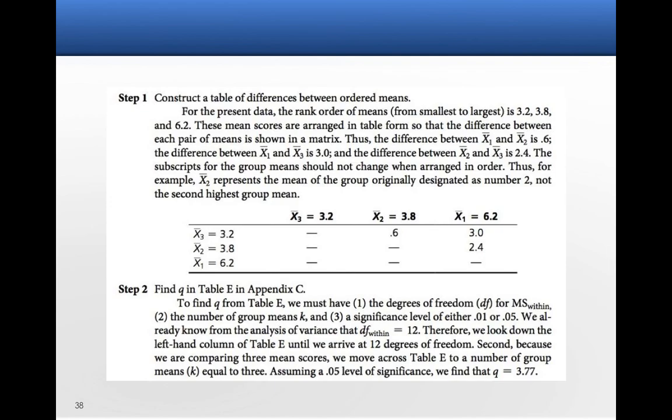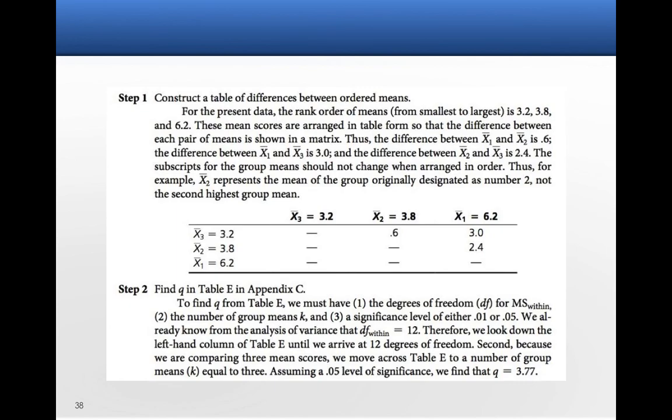Look at our first row, right? We're not going to compare 3.2 to 3.2 because that's the same mean. But the difference between the average for group 3 and group 2 is 0.6, and the difference between group 3 and group 1 is 3.0. And then we just need to do between group 2 and group 1 for 2.4.